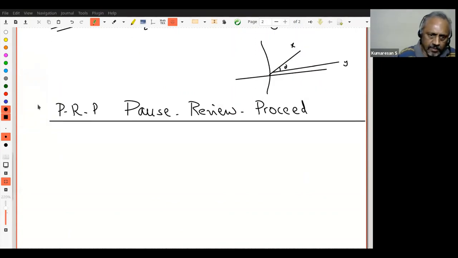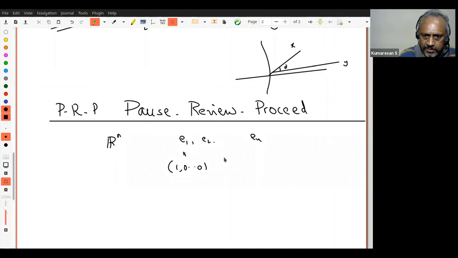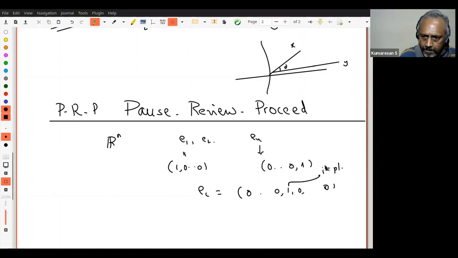Now we are going to make use of the following often. In Rn, I will introduce some vectors which I call e1, e2 and en. e1 is 1 at the first place, all other coordinates are 0. en is 0 at all coordinates, and at the nth place it's 1. So what will be ei? It has 1 at the ith place. Notice that all are vectors in Rn.